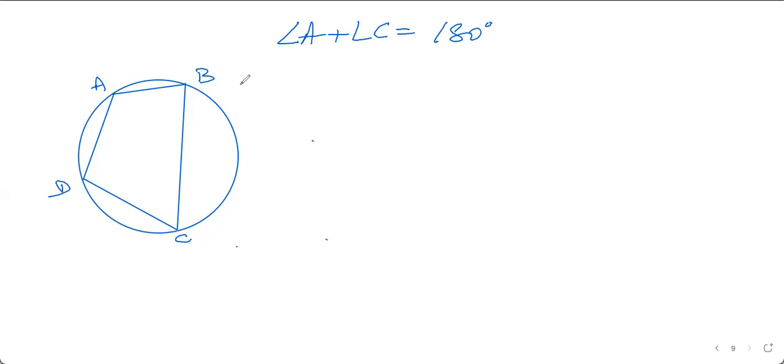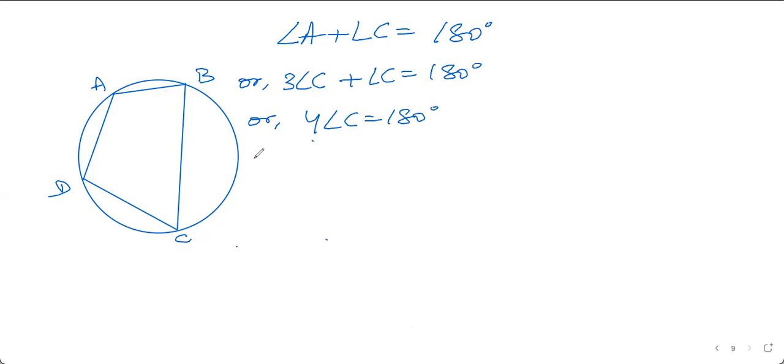Then it says A is thrice the measure of angle C. So A का जो measure है, it is 3 times the angle C. So instead of writing angle A, I can write 3 angle C plus angle C equals 180 degrees. 3 chocolates, 1 more chocolate. So 4 angle C equals 180 degrees. So angle C equals 180 degrees divided by 4. Tell me how much is this? 180 divided by 4.